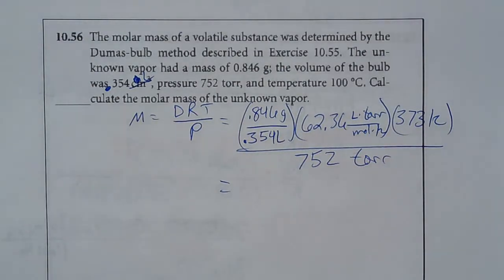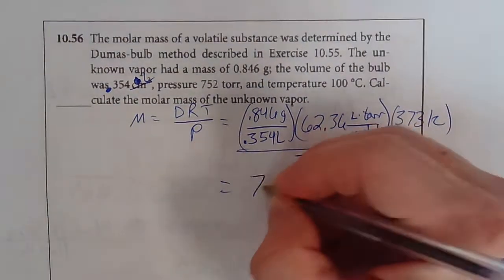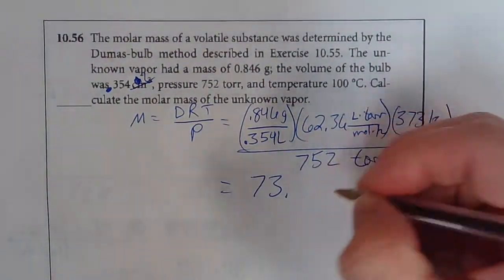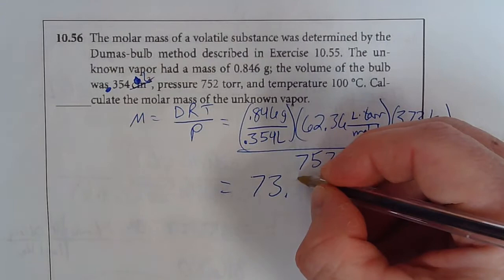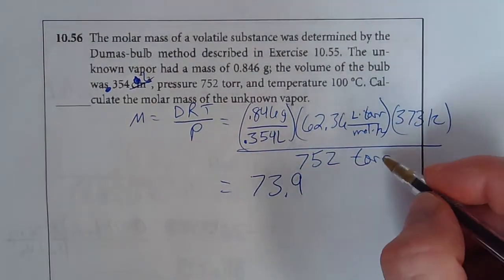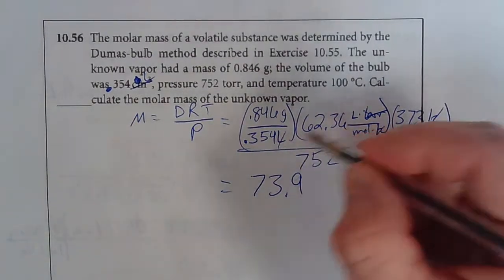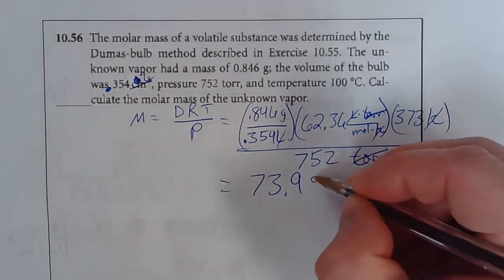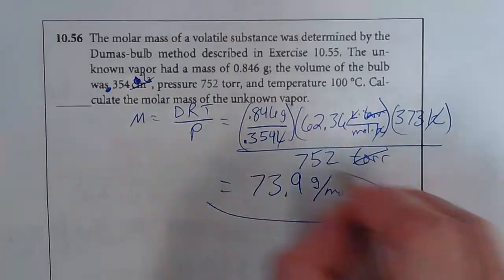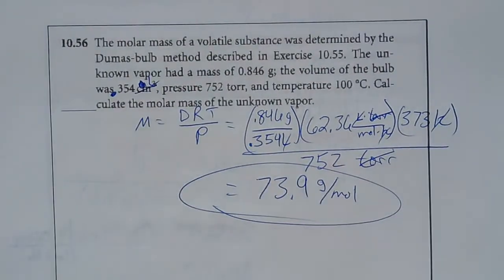70 something, maybe 73.9. Yeah, three significant figures is probably about right. And let's check out some units. Torrs, kelvins, liters, grams per mole. Yes. Does that seem like a reasonable molar mass? Yeah. Okay.